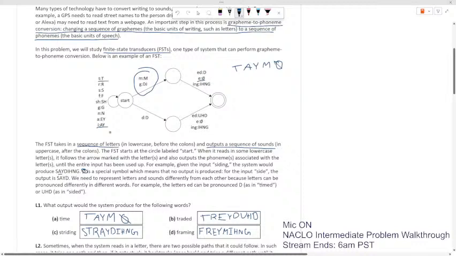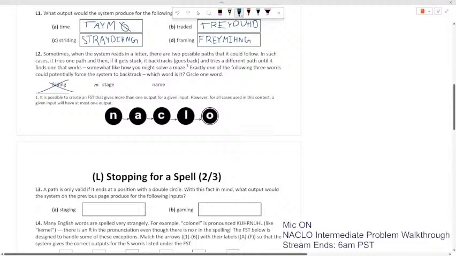Stage. So it would start here. S-T-A-G. No, it would go S-T-A-D-G-E. But would it backtrack for this one? Maybe. So let's put a little maybe symbol by it.